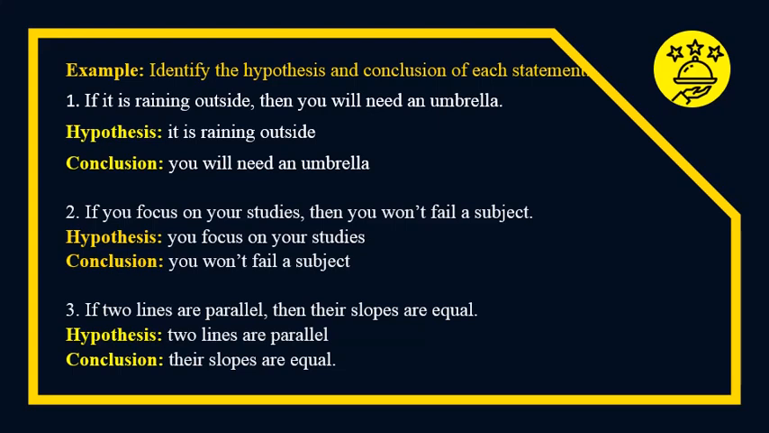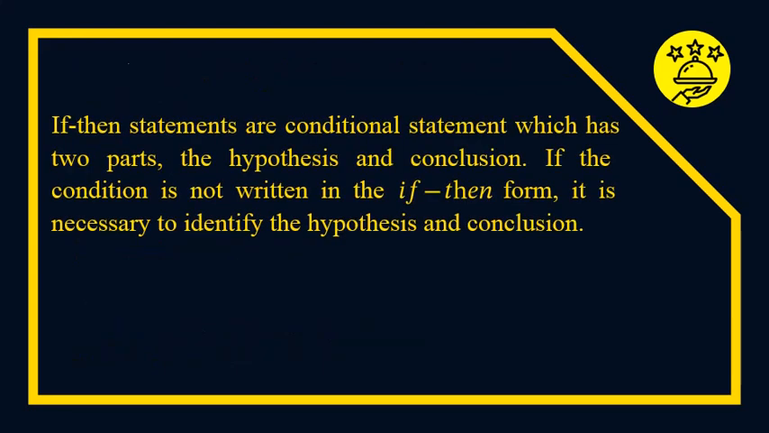Let us have a third example. If two lines are parallel, then their slopes are equal. Hypothesis: two lines are parallel. Then our conclusion: their slopes are equal. If-then statements are conditional statements which have two parts, the hypothesis and the conclusion. If the condition is not written in the if-then form, it is necessary to identify the hypothesis and the conclusion.